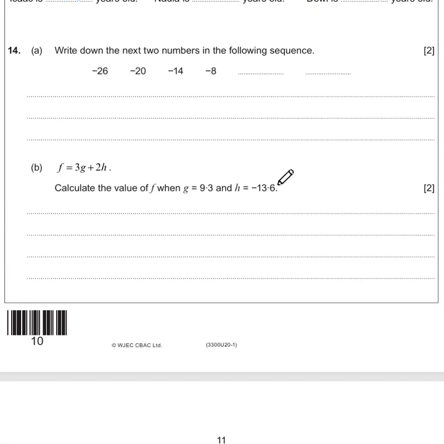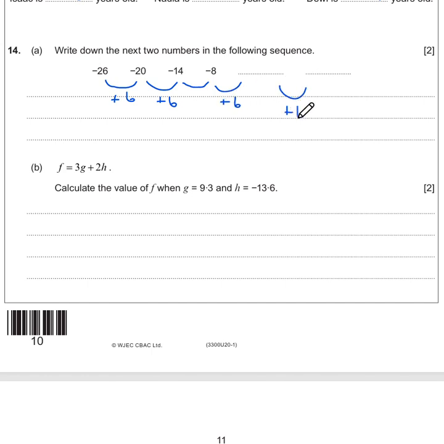Okay, so now we want to write down the next 2 numbers in the following sequence. So let's have a look at what's happening each time in this sequence. To go from -26 to -20, the sequence is increasing, and we've got to think by how much it is increasing. It's by 6, isn't it? And if we add 6 to -20, we get up to -14. So that seems to be working for all the terms.